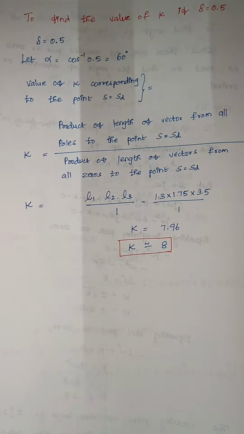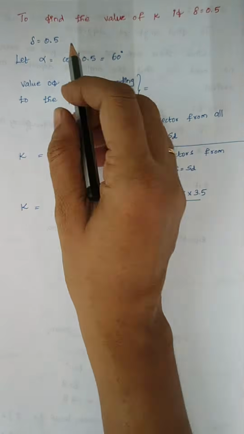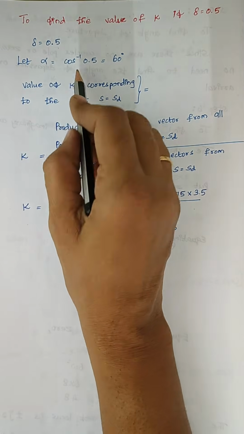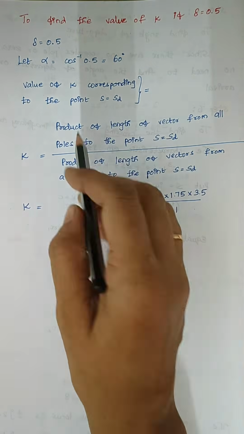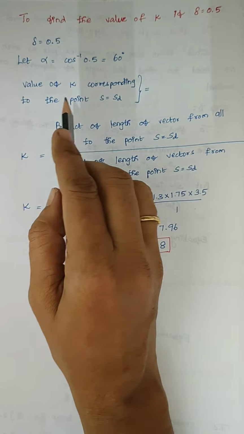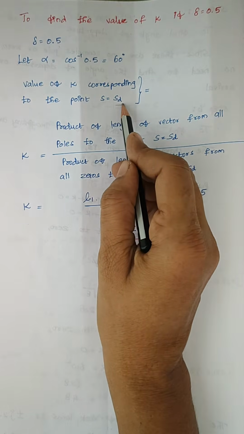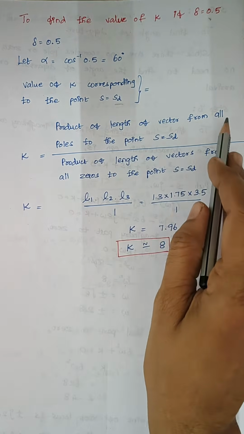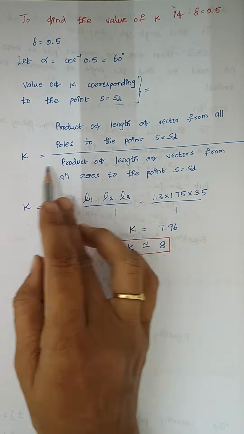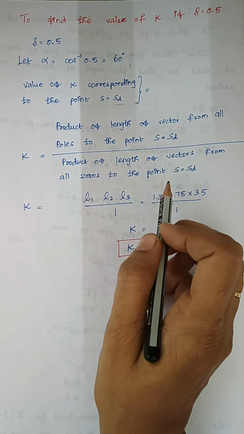Right. Now we have to find the value of k if the value of zeta is 0.5, right? If the value of zeta is 0.5, the cos inverse of 0.5 is 60 degrees. So, the value of k corresponding to the point at s equal to sd, here sd is said to be a dominant pole, right? k is nothing but the product of the lengths of the vectors from all poles to the point divided by the product of the lengths of the vectors from all zeros to the point.